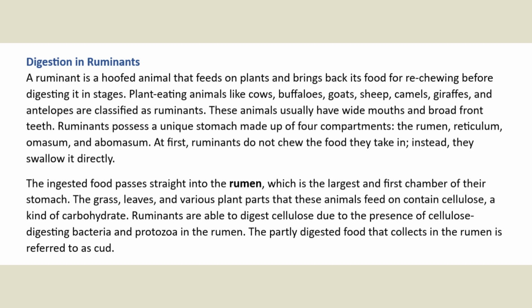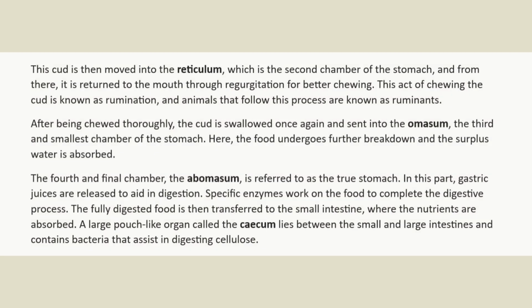The partly digested food that collects in the rumen is referred to as cud. This cud is then moved into the reticulum, which is the second chamber of the stomach, and from there, it is returned to the mouth through regurgitation for better chewing. This act of chewing the cud is known as rumination, and animals that follow this process are known as ruminants.